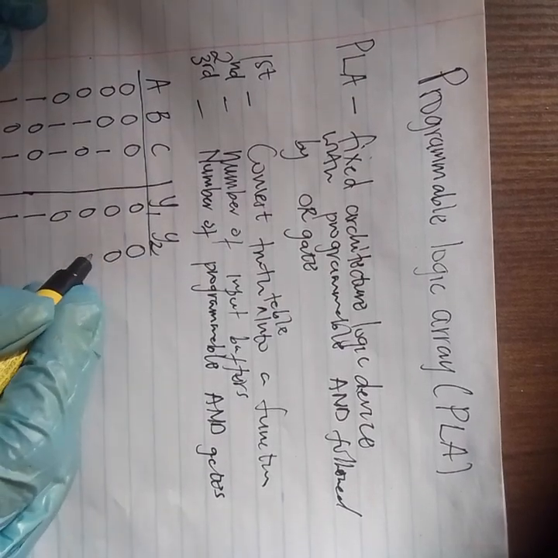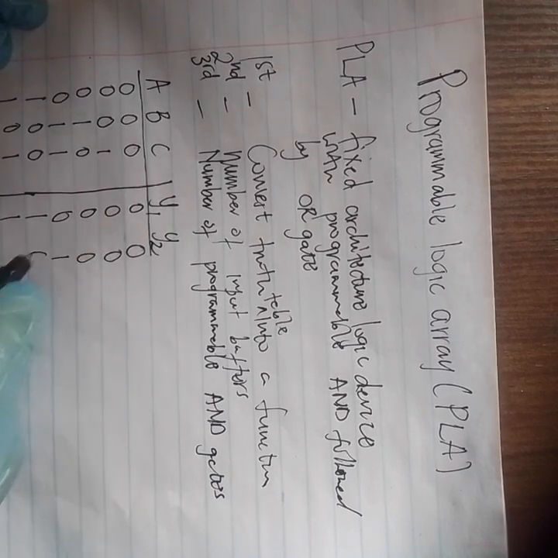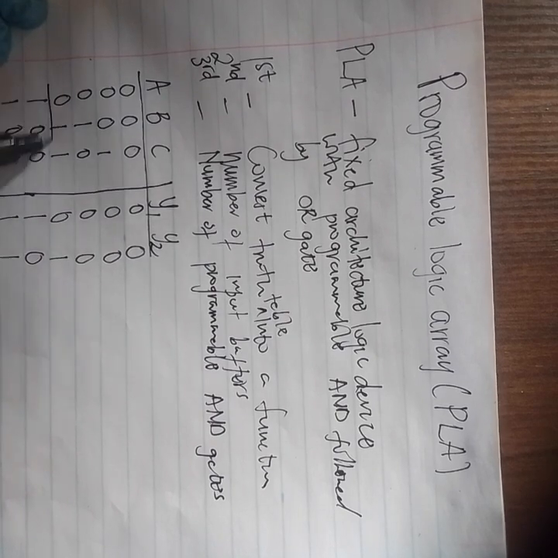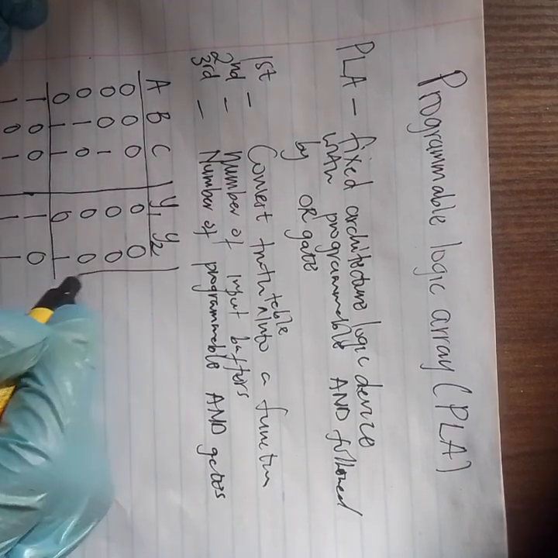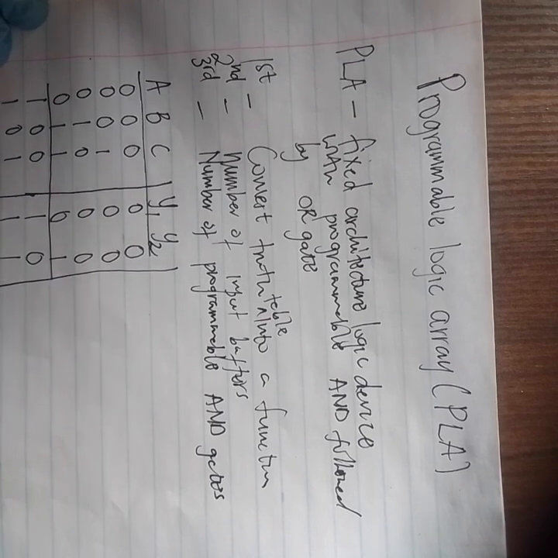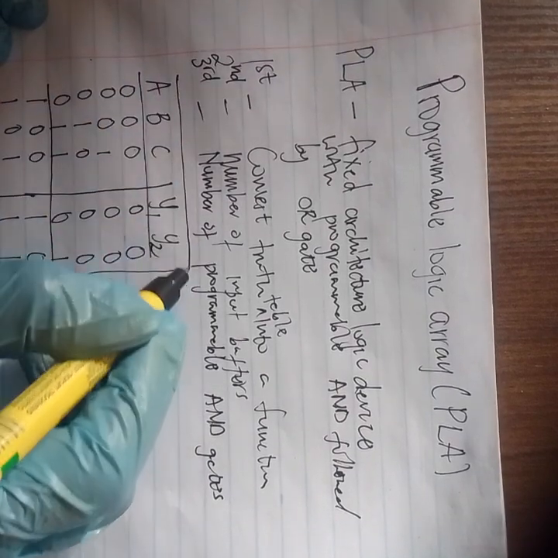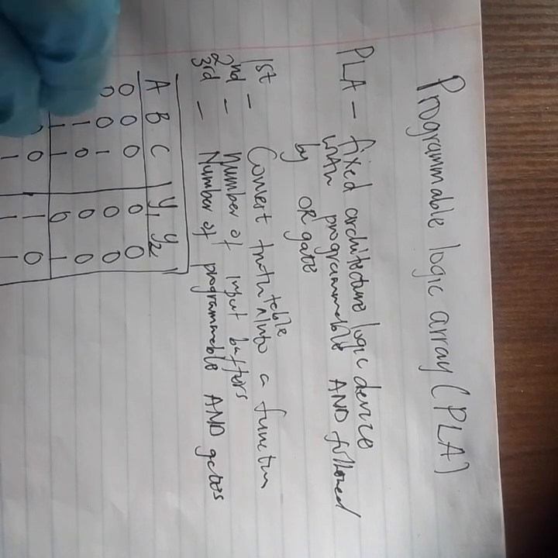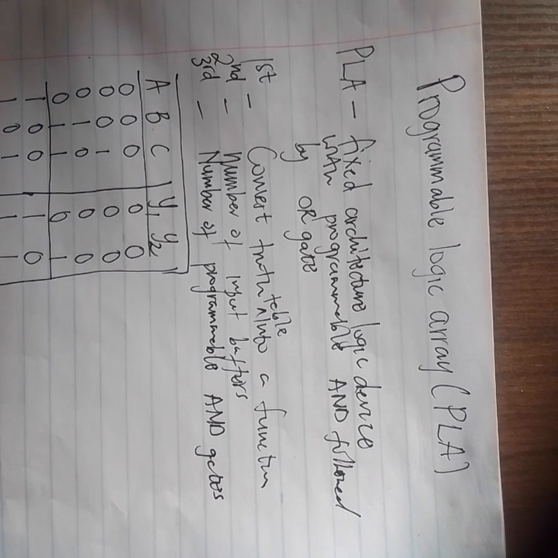This is a truth table of 3 variables. Now we have to convert this truth table into a function. In order to convert this truth table into a function, we firstly have to convert this truth table into a K-map.